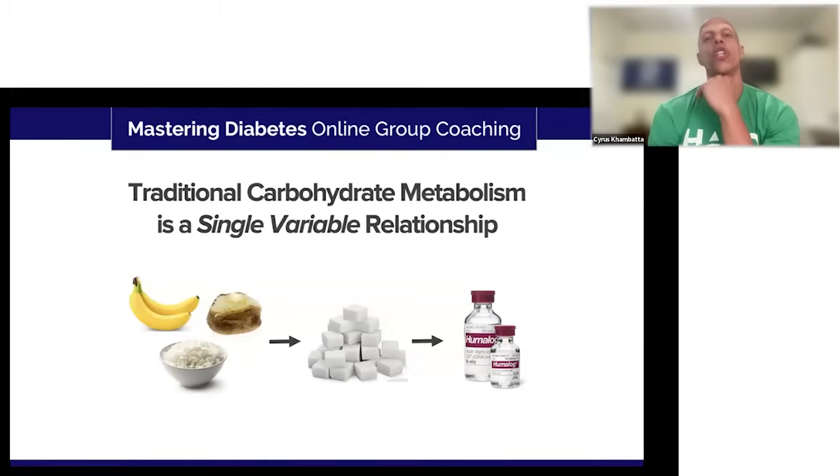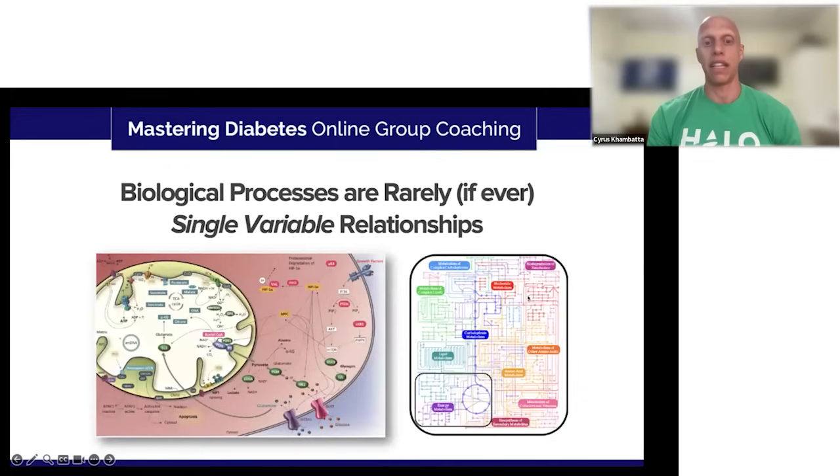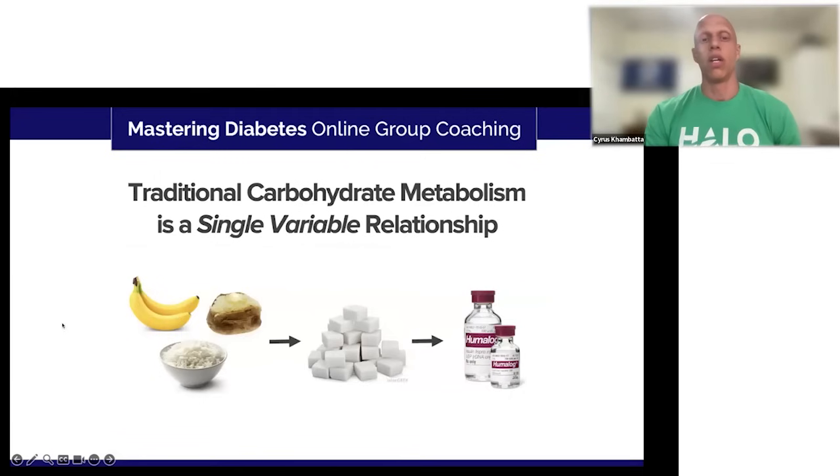It says traditional carbohydrate metabolism is a single variable relationship. Humans like to think in linear mechanisms. Things are always easier to understand when A leads to B, leads to C, leads to D. If you can just think linearly, it makes things a lot simpler, rather than trying to think like this. This is very complex, it's too complicated, and people think this can't be true.